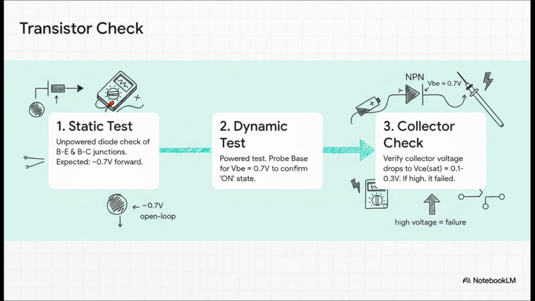Step 2 is the dynamic test with power on. You probe the base, and you're looking for a base-emitter voltage of about 0.7 volts. That confirms the transistor is biased on. Now, step 3 is the most important part, the collector state check. If the transistor is on, the collector voltage must drop to its saturation voltage, VCE(sat), which is typically around 0.1 to 0.3 volts. If that collector voltage stays high, stuck at VCC, you've got a failed open transistor.